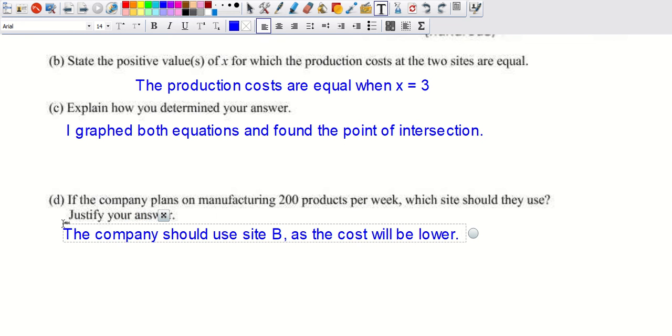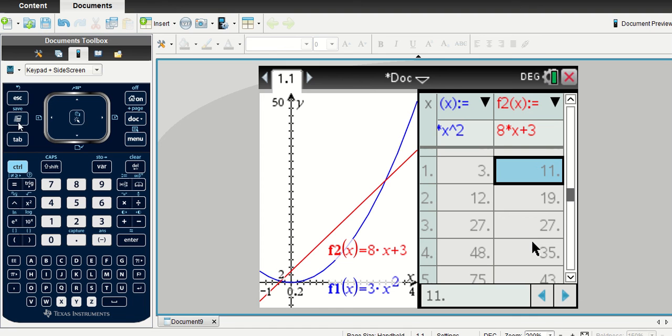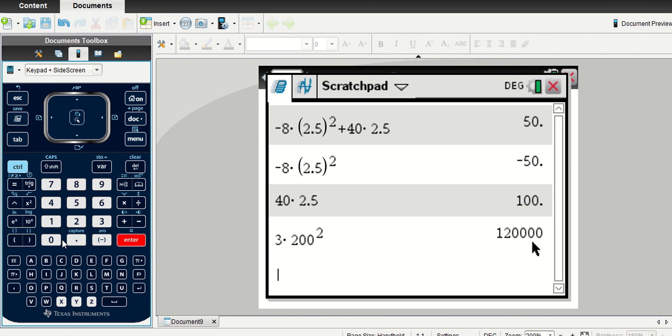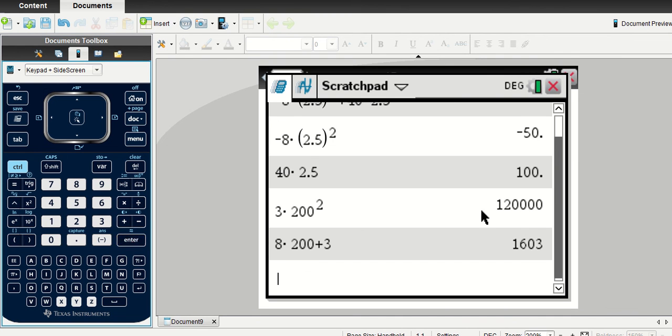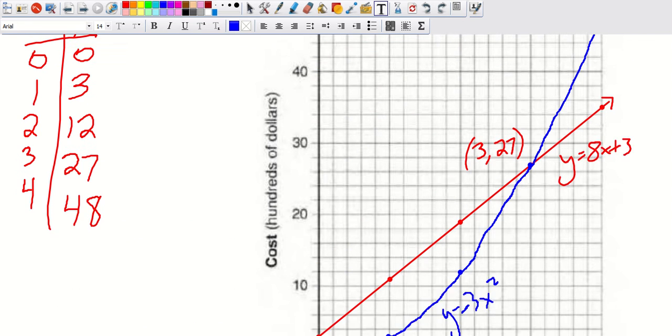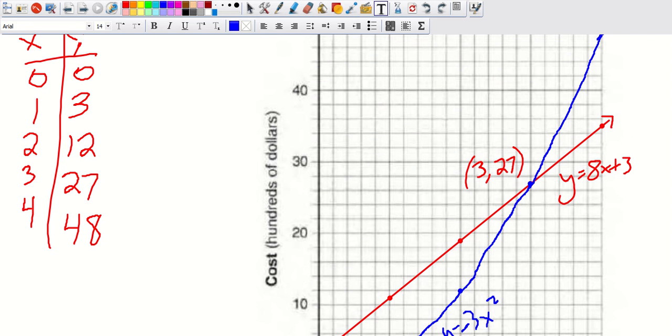Now I also could plug in 200, right? So I could do 3 times 200 squared, and I could do 8 times 200 and then plus 3. And I can see the difference in cost here. So that's another option. It's just plug it in and check it. All right, questions? That's it, guys. If it talks about the values, and one of the nearby questions talks about what the intersection means, just remember what the axes represent, and that'll help you determine what the variable means.